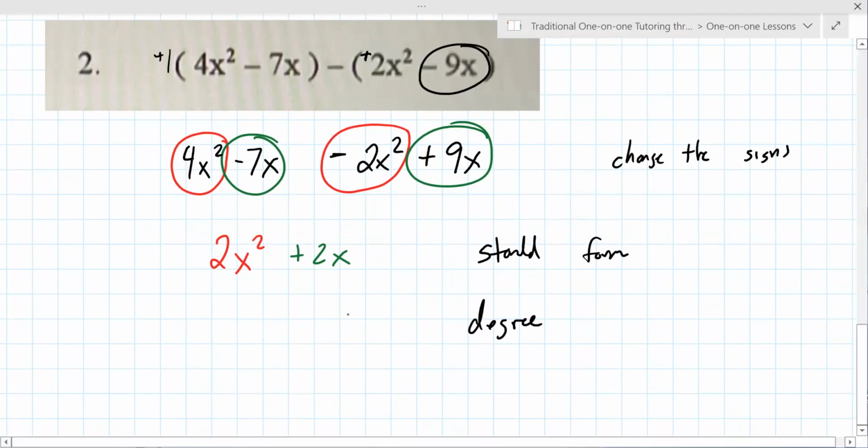Another way I could ask you is, what is the highest exponent? What is the biggest exponent that you see above an x? And you would say 2. How many terms? 2. Good.